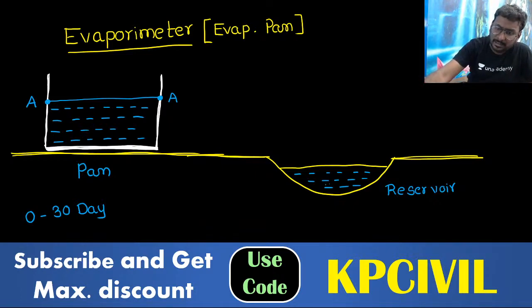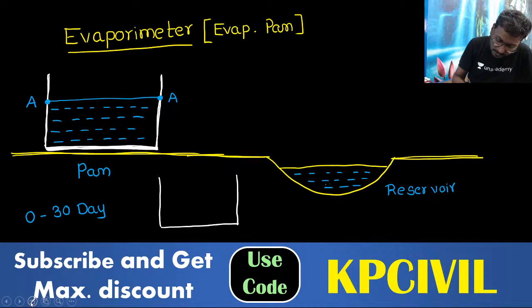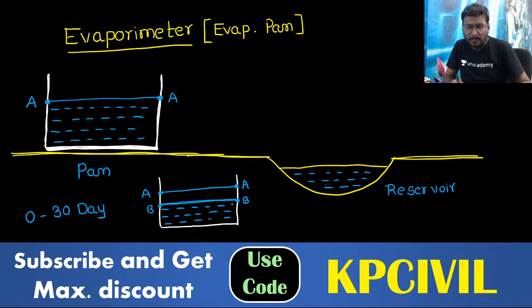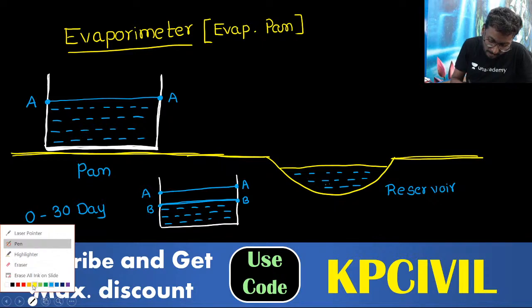Now after 30 days, clear, you have taken the pan and you have observed on the 30th day that there is a decline in water level. For example, I am saying there is a decline in water level. So how much volume of water has declined? This is A, you filled up to this level, but the water level after the 30th day is at B. So this much quantity in volume, A to B, some volume of water is evaporated.